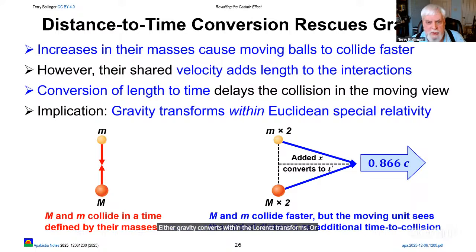And either one of those is an interesting result, because if it transforms within there, then you have gravity, in a sense, in this context, a subset of the Lorentz transformations. And if it doesn't happen, then you have a violation of the absolute difference between frames. Either result would be extremely interesting.